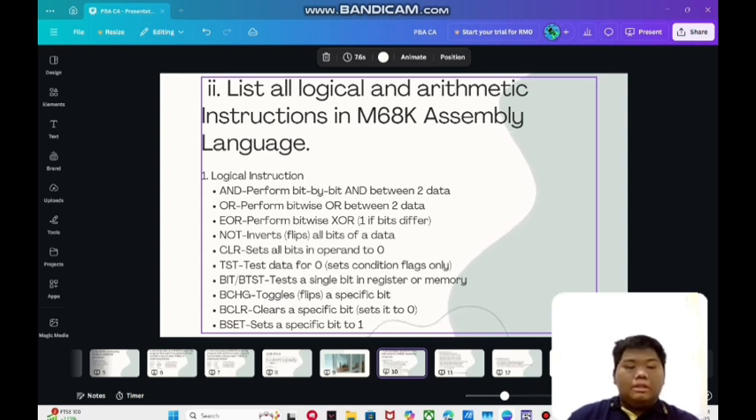BTST is bit test, which tests a single bit in a register or memory. BCHG is to toggle, flip a specific bit. BCLR is clear a specific bit, set it to 0. BSET is set a specific bit to 1.